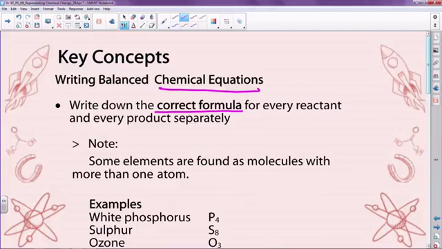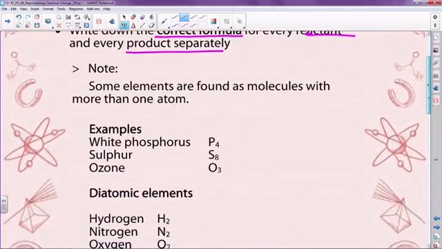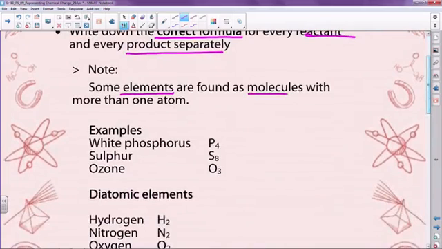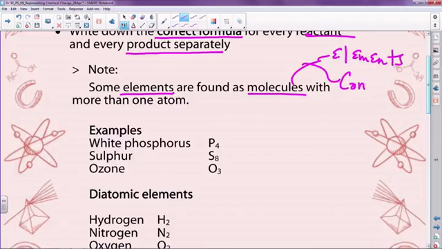So first things first, the correct formula is very, very important for both the reactants and the products. We shall separate these using an arrow. Some elements are found as molecules. Remember, we spoke about molecules of elements as well as molecules of compounds. Very, very key. Now, we need to be in a position to distinguish between those.